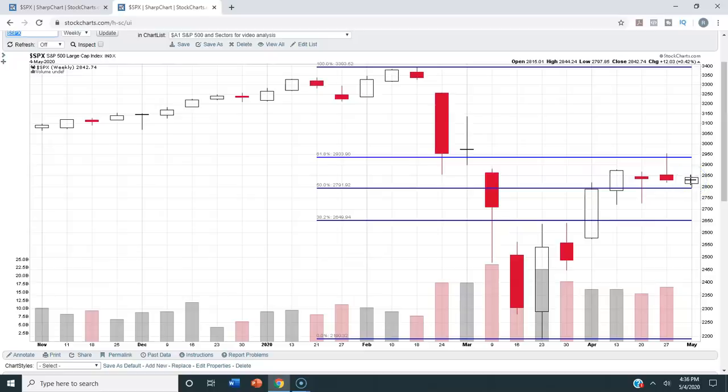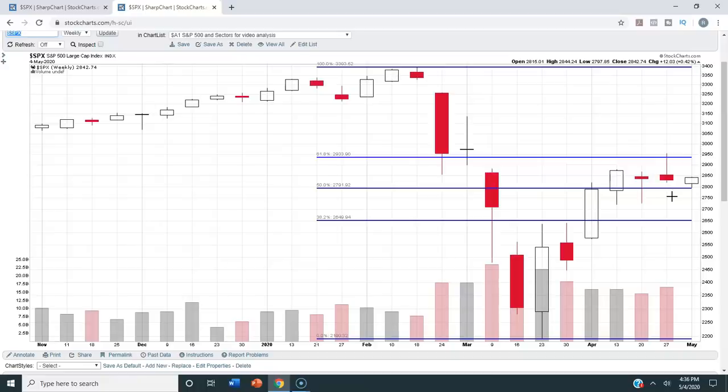So again, the question becomes, can we stay above this 50% level, which again is around that 2792 area? Let's just call it 2800 for easy math. So can we stay above 2800? And can we eventually get back up above 2850, start to close on a regular basis above 2850? Only time will tell. But there's still a lot of danger in these markets, guys.